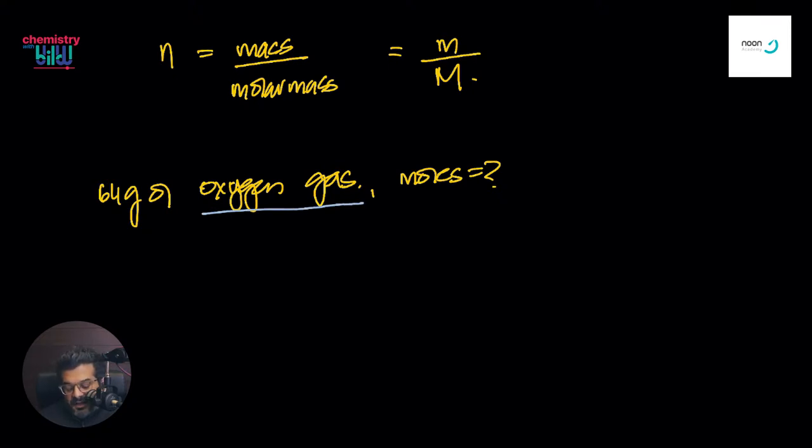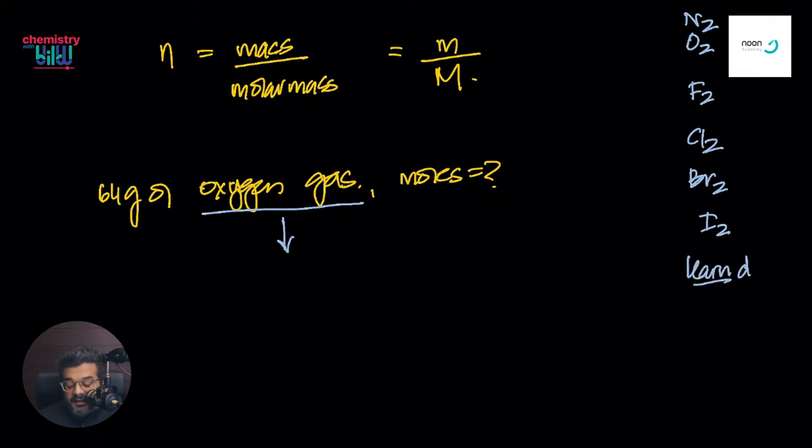If it's oxygen gas, it must be the molecule because it's a gas. And this is something you have to learn: oxygen, fluorine, chlorine, bromine, iodine and nitrogen exist as diatomic molecules. That is data you need to learn. Why? Because these are all covalently bonded simple molecular structures. They're all diatomic. So when it says oxygen gas, what they mean is O2. So my question should be more specific: the moles of molecules of oxygen, how many are there?